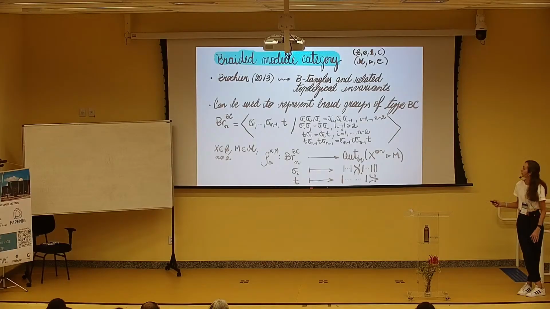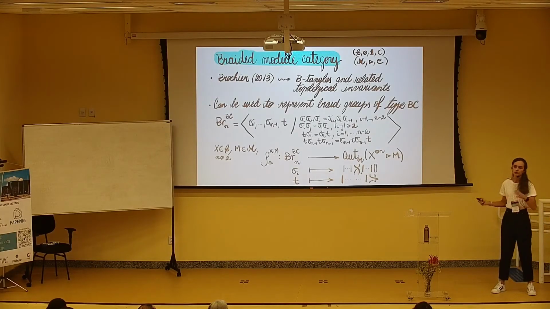Every time you have a braided module category, you can represent this group in this way. I already told you that this is the pole. So you send the sigma i's the same way as in the braid group of type A: this is the braiding C. The pole is just there with identity, and the T you send to this E. So identity everywhere except on the last one, where you turn around with the E. And you can prove that this is a morphism of groups and everything works very well.